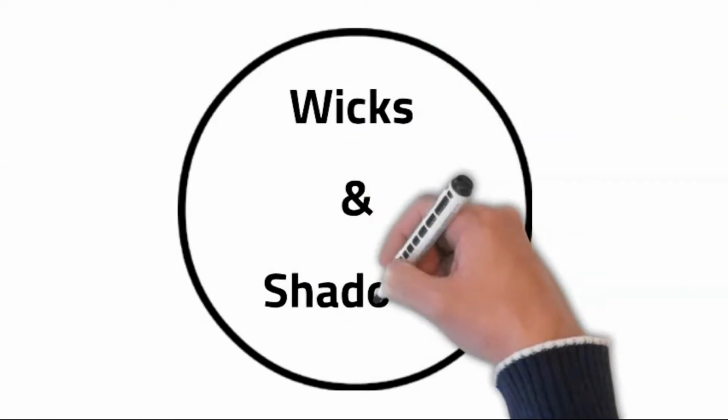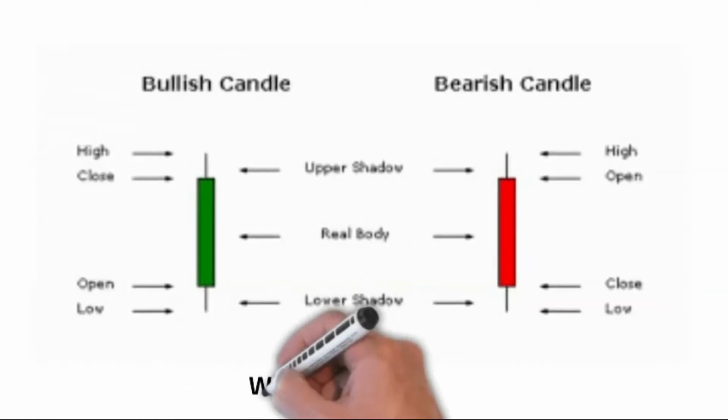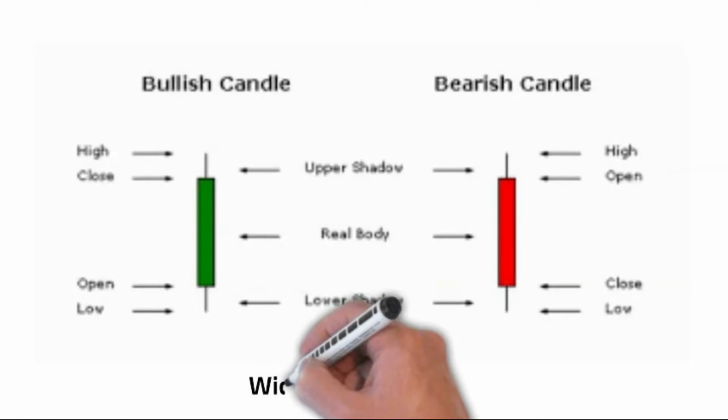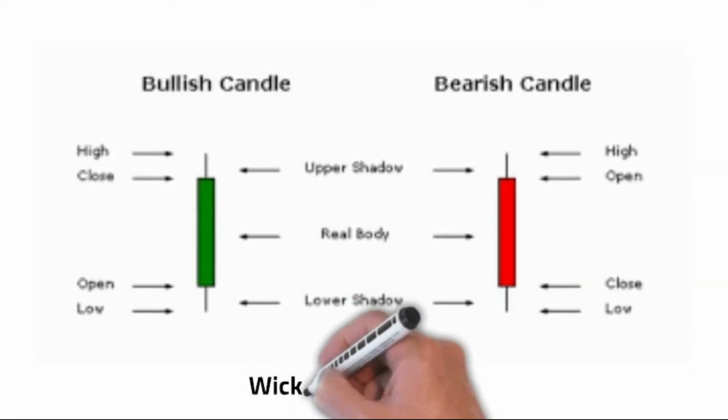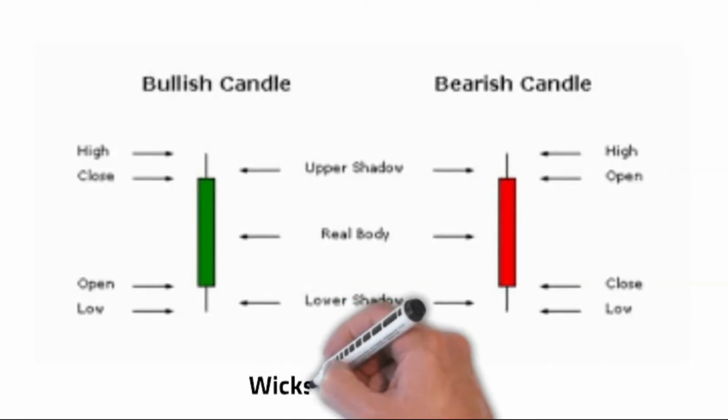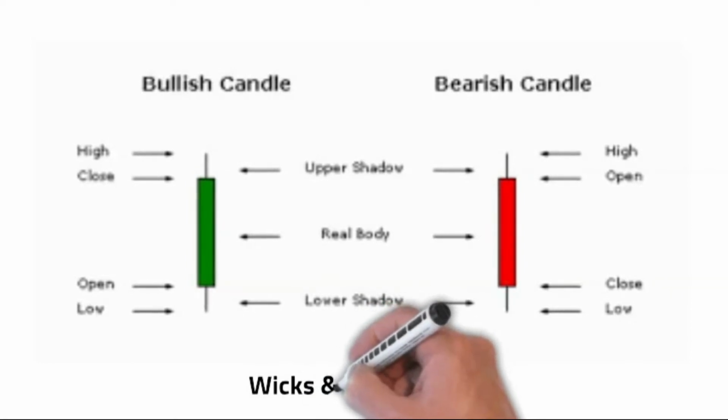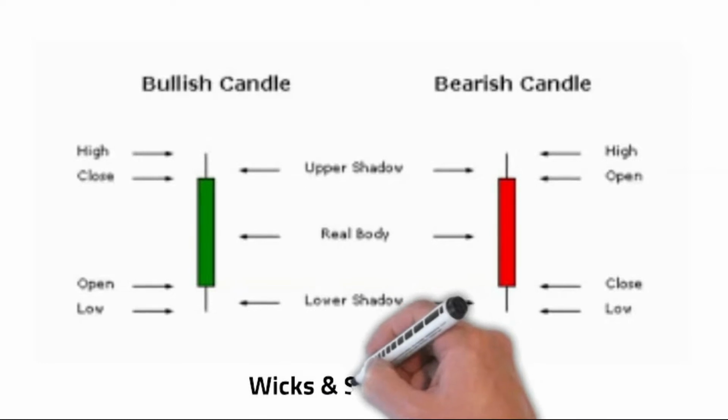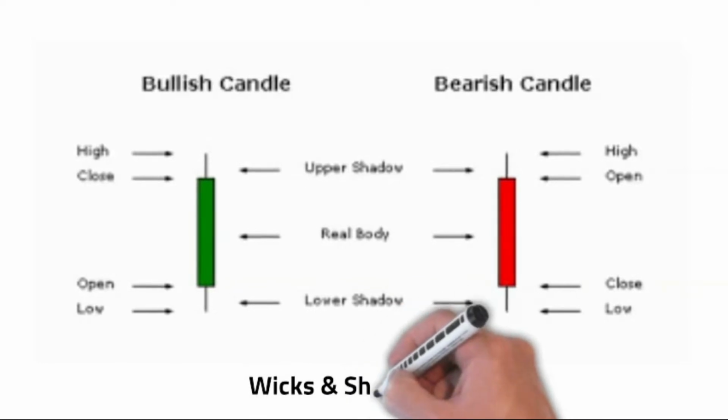Wicks and shadows. The upper and lower shadows on Japanese candlesticks provide important information about the trading session. Upper wicks or shadows signify the session high. Lower wicks or shadows signify the session low. To make it a little easier, we will refer to wicks and shadows as simply shadows.